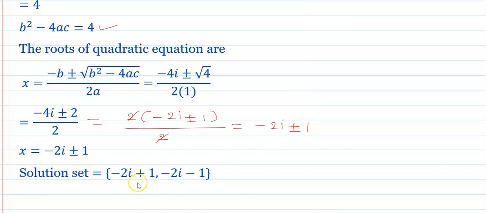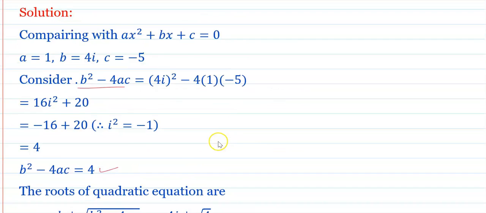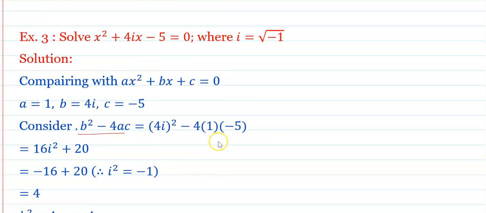Once we take plus and once minus. And hence, the solution set is minus 2i plus 1, minus 2i minus 1. Okay. And in this way, we have completed all the solved examples.